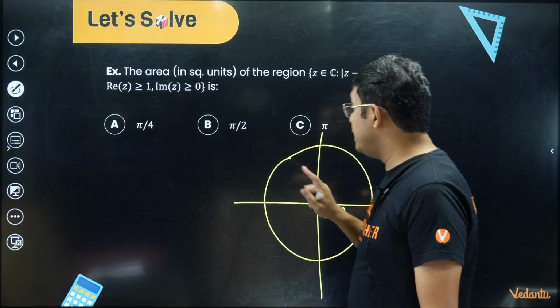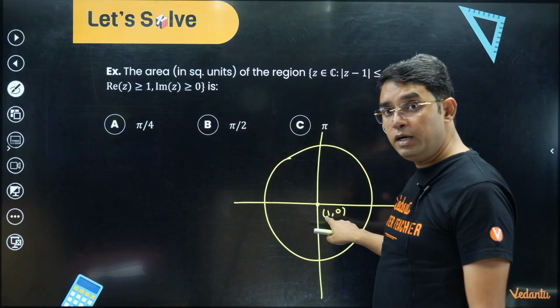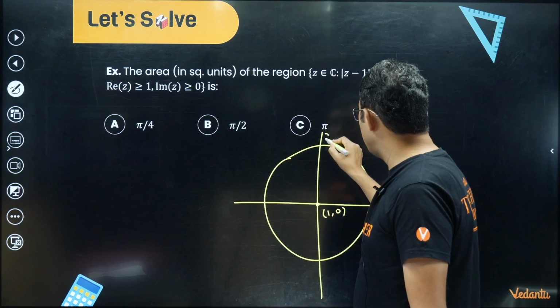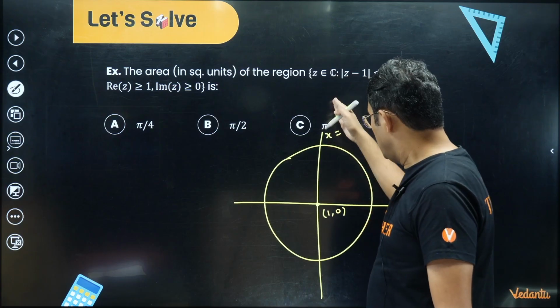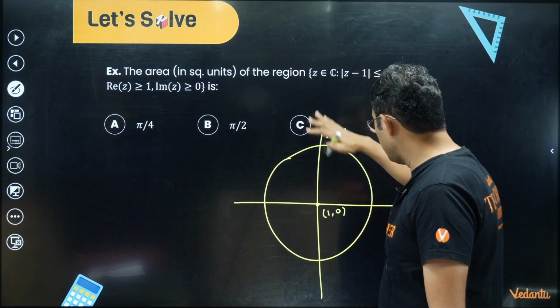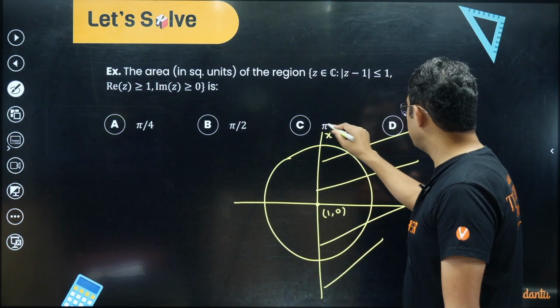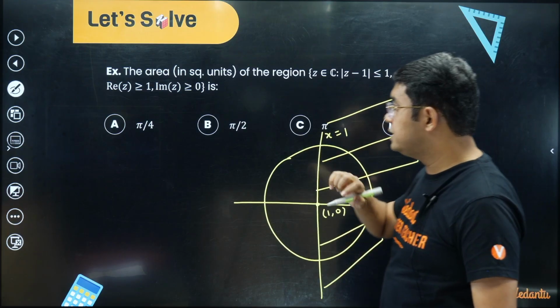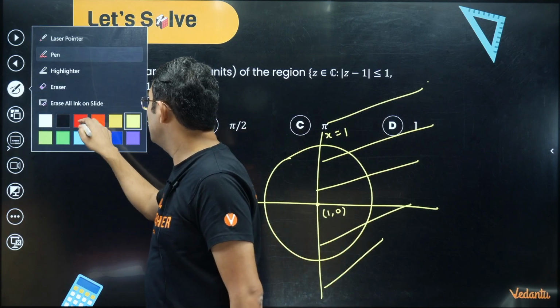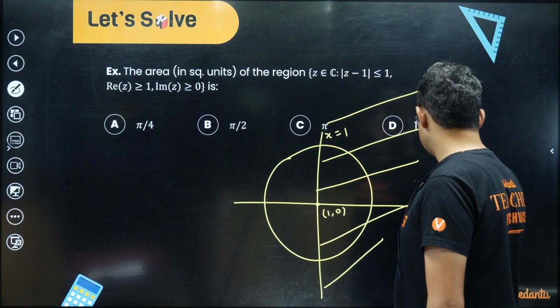Also they are given real part of z is greater than or equal to 1. With x coordinate being 1 here, this will be the line x equal to 1. Real part means x coordinate greater than or equal to 1, so it should be lying on the right side of this line. And then imaginary part is greater than or equal to 0, which means it will be lying above the x-axis.